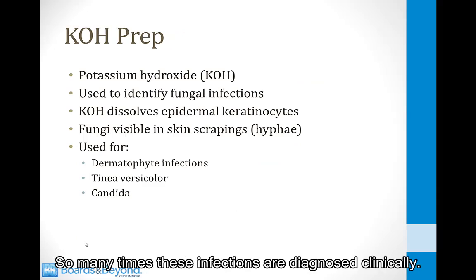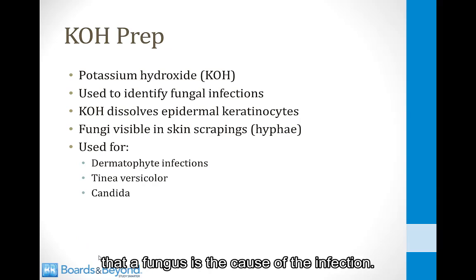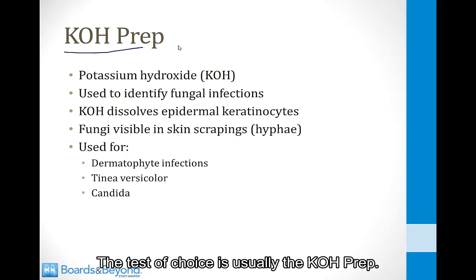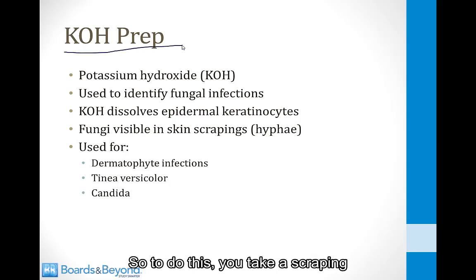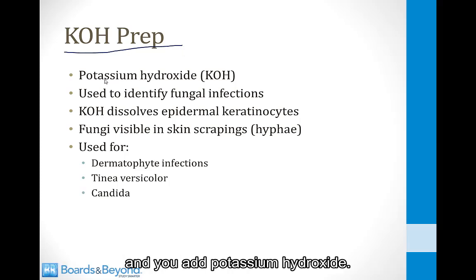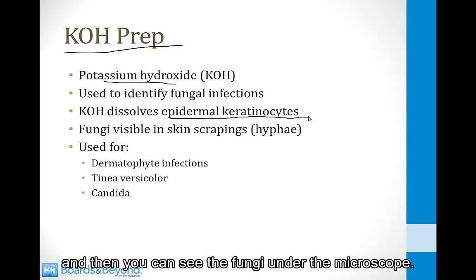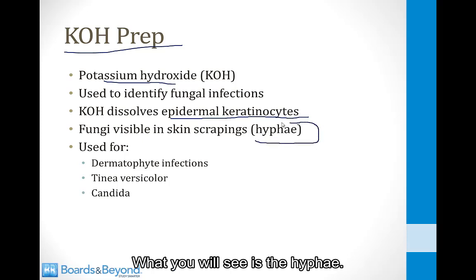So many times these infections are diagnosed clinically. You just identify it on sight, but if you want to do a test to confirm that a fungus is the cause of the infection, the test of choice is usually the KOH prep. So to do this, you take a scraping of one of the fungal infections, either the skin or the nail, and you add potassium hydroxide. The potassium hydroxide dissolves the epidermal keratinocytes, and then you can see the fungi under the microscope. What you will see is the hyphae.